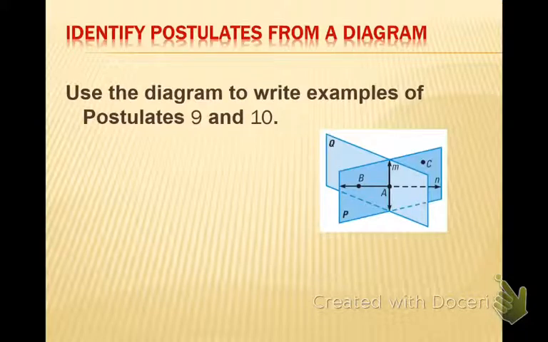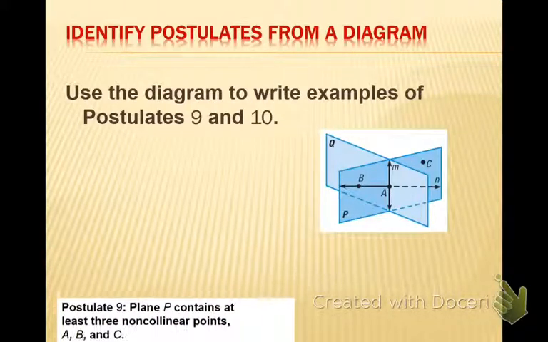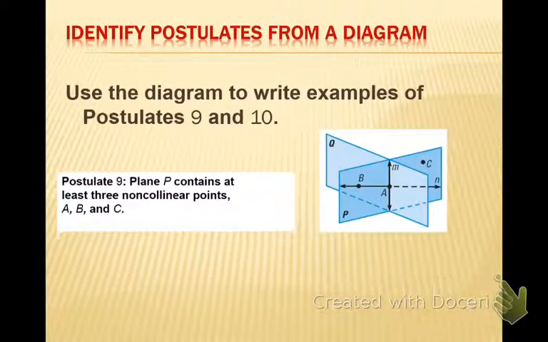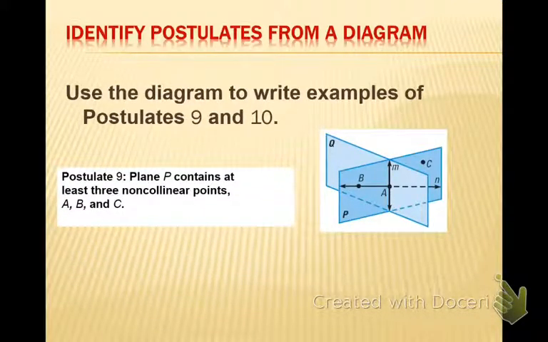Postulate 9, which says a plane contains at least 3 non-collinear points. Then we can talk about what? In this particular picture, we can talk about plane P contains point A, B, and C. Okay? Perfect. So that would represent postulate 9.